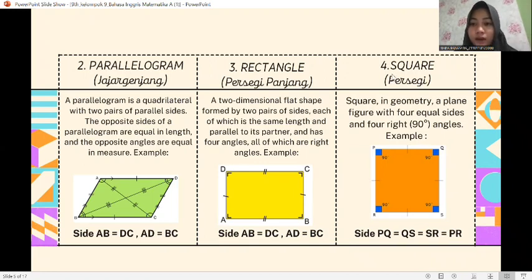Vocabulary 4, square. Square in geometry, a plane figure with four equal sides and four right 90 degrees angles. Example in the picture here, sides PQ equals sides QS equals sides SR equals sides RP or PR.